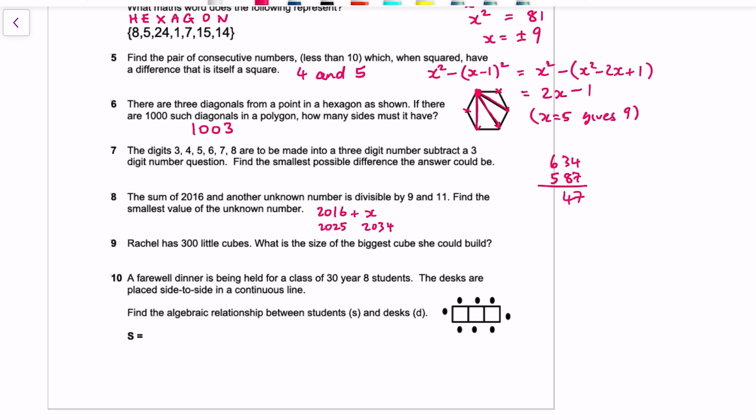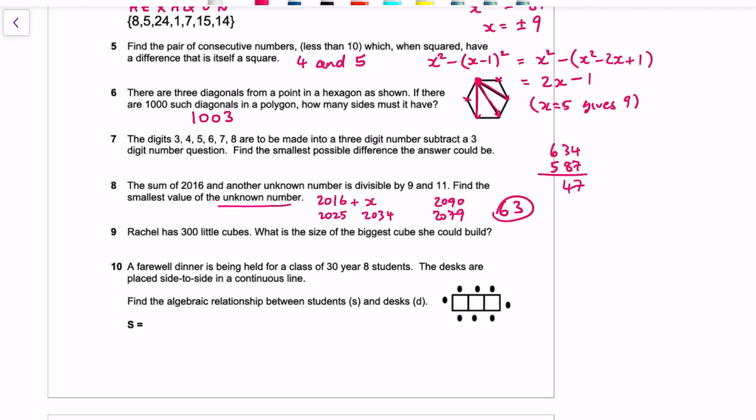We need to be in the ballpark of 2000, so let's go 11 times 180, no, 11 times 190, I'm just using a calculator to do this. Okay, 11 times 190 gives you 2090. So 2090 is an 11 times table, but that's not divisible by 9, so we subtract. So we go 189 times 11, 2079, and that one there has a sum of digits that's divisible by 9. So 2079 is the answer to the question. The smallest value of the unknown number, well, that's the difference between 2016 and 2079, which is equal to 63.